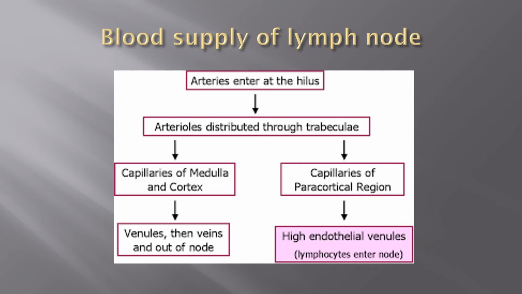The second set of capillaries form the capillaries of the paracortical region, and they are specialized and called high endothelial venules, which are specific for the lymphocytes that enter the lymph node.